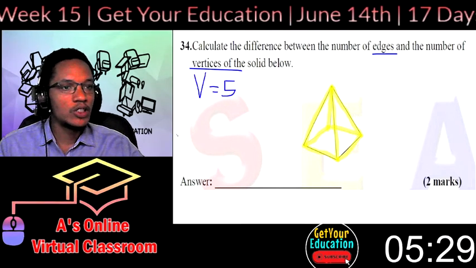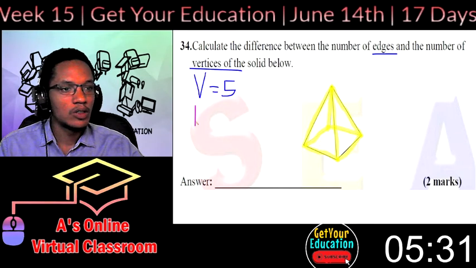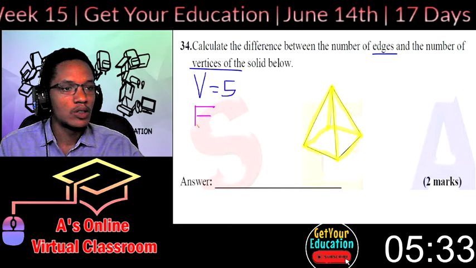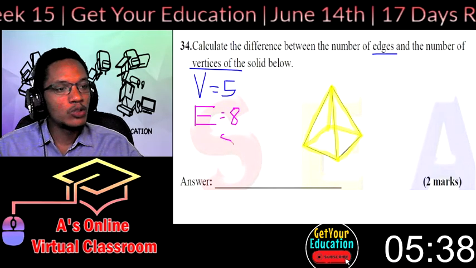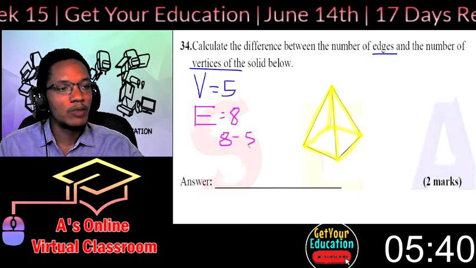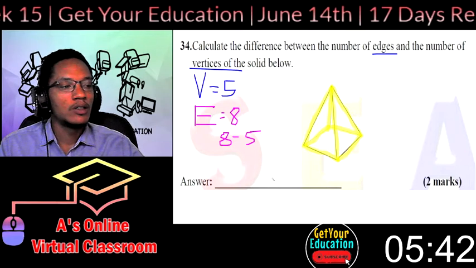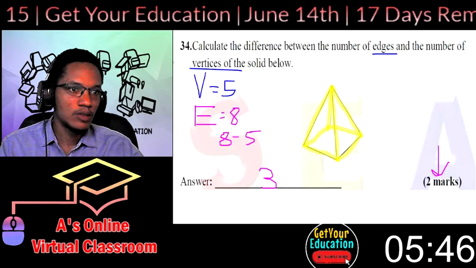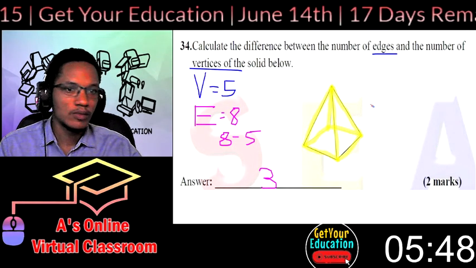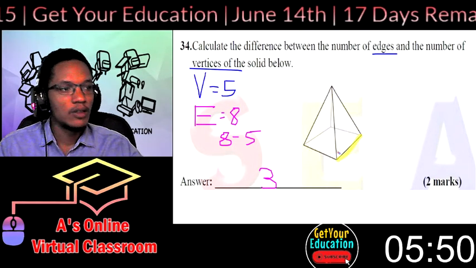So the edges equals 8. So the difference between the two of them, remember difference means subtract, that will be 3 for 2 marks. Alright, next question.